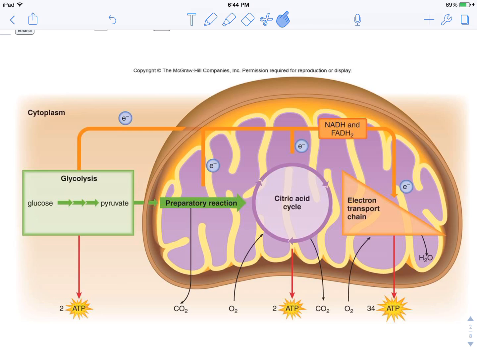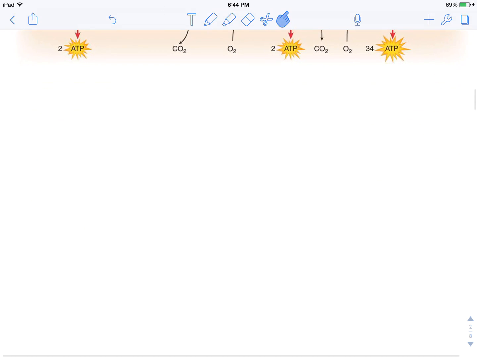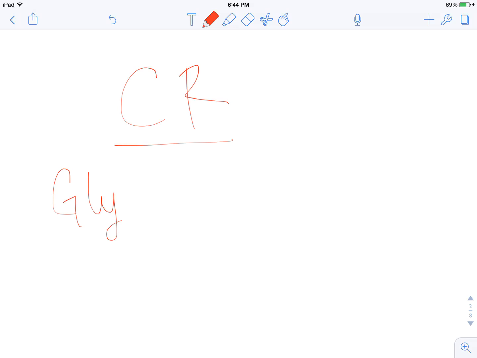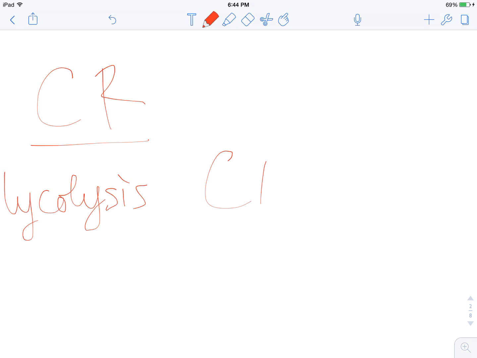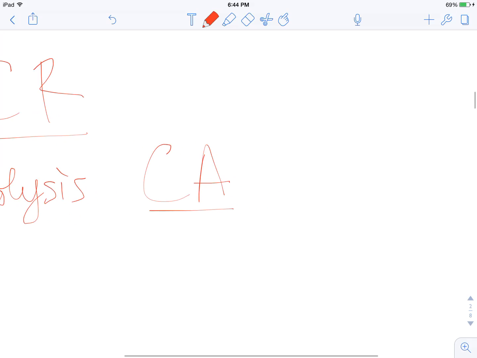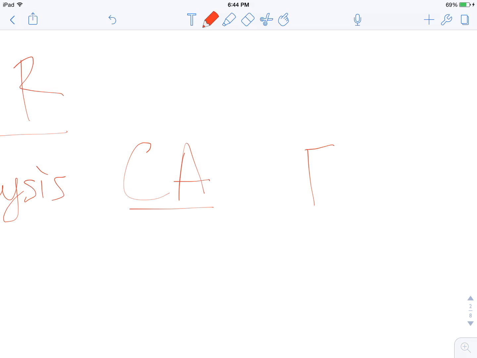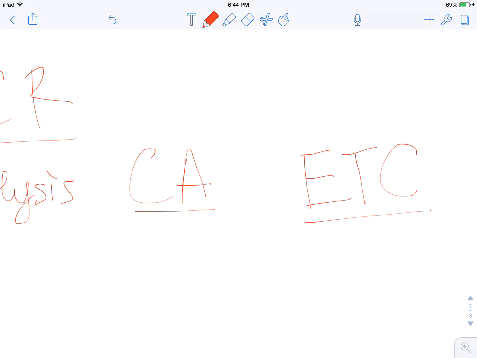Like I said before, cellular respiration is the process of turning our food into energy. But let's focus on glucose because carbohydrates, they provide us with glucose. Like I mentioned before, cellular respiration is composed of glycolysis, the citric acid cycle, and I'm going to just write CA for that, and the electron transport chain, which I'm also going to write ETC. We'll cover these in later topics.